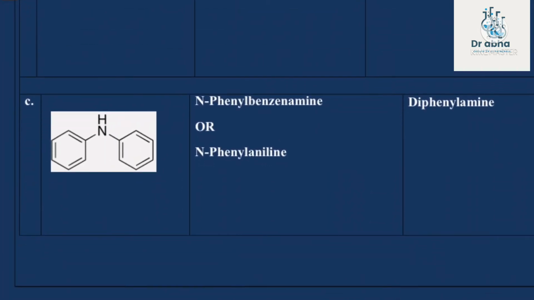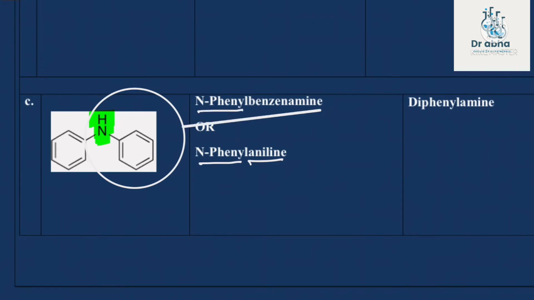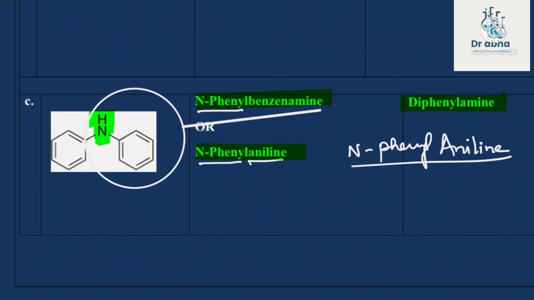Third example, two benzene rings. This is a secondary amine where there are two benzene rings, right? Now, one benzene and NH2 form the main compound, that is benzenamine or aniline, as told in the primary amines, and the other benzene appears as phenyl. So it is going to be N-phenylaniline or N-phenylbenzenamine. The common name will be diphenylamine. Because aniline is also taken as a common name, you can always use N-phenylaniline for this one, right?